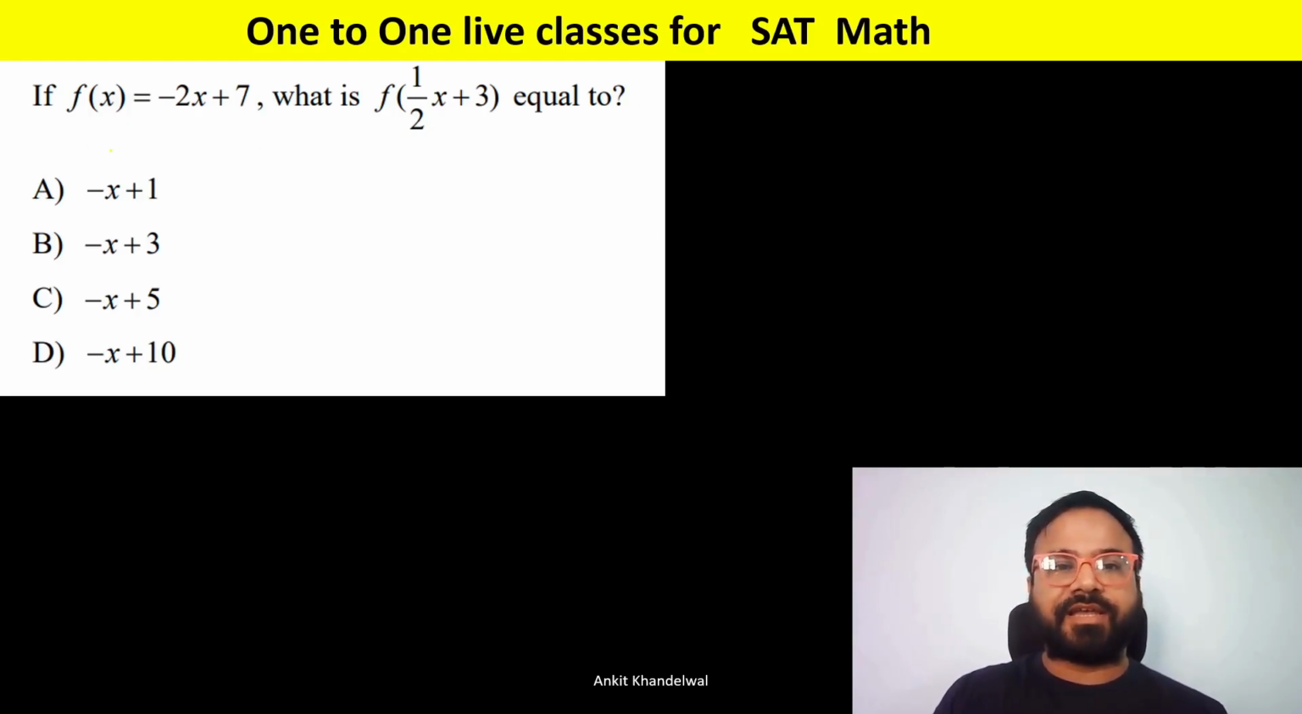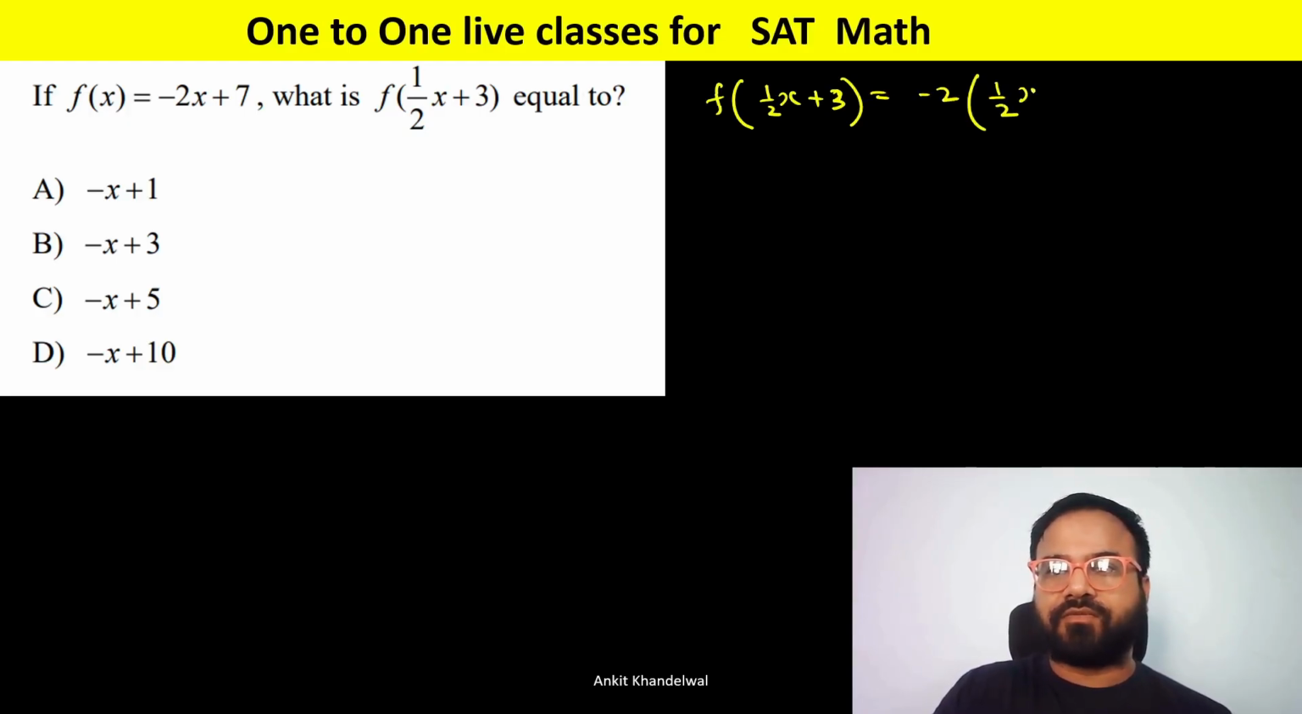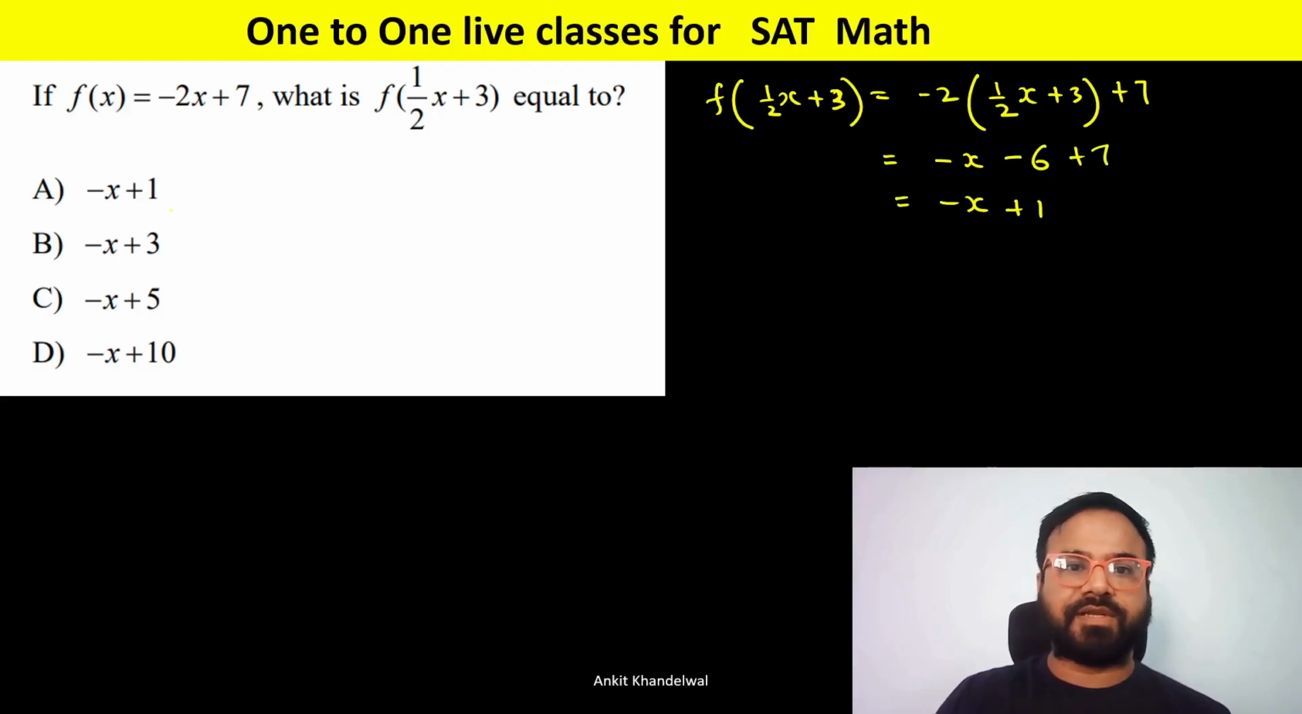So here it is saying f(x) is equal to minus 2x plus 7. What is f of (1/2)x plus 3? So again the same concept. We just have to replace the x with (1/2)x plus 3. So minus 2 times (1/2)x plus 3, and plus 7. So it's minus 2 times, this is minus x. Minus 2 times 3 is minus 6 plus 7. So it is minus x. 7 minus 6 is plus 1. So minus x plus 1, option A is the correct answer.